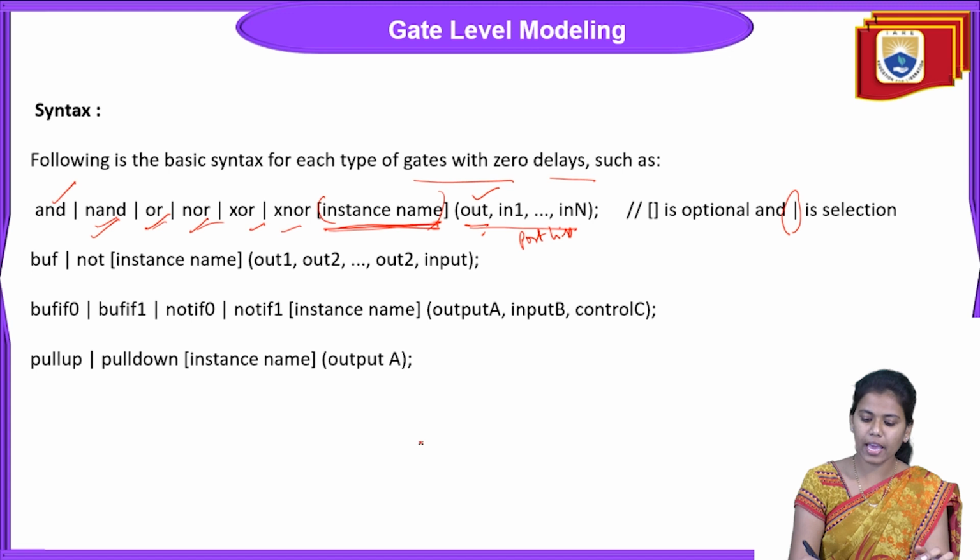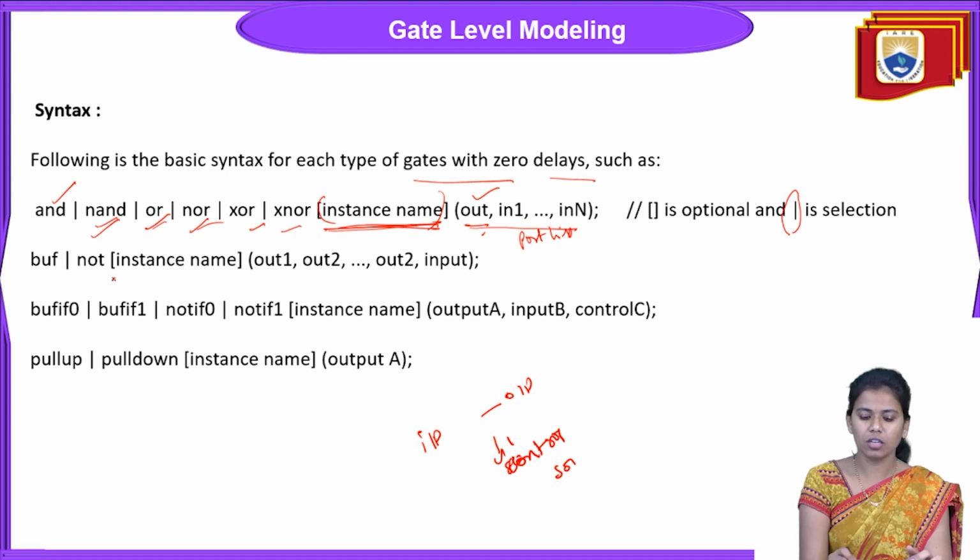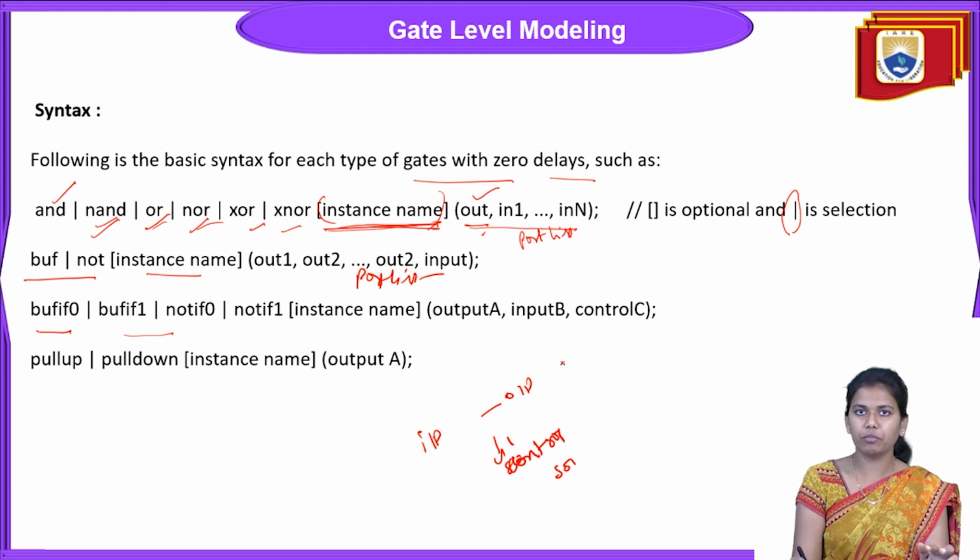Bufif and notif are nothing but gates that have a single input, single output and a single control signal. For bufif0, bufif1, notif0, notif1, the same as the above one, we mention the instance name, and this is the port list. Here we see only one input and one output, so the input and output will be mentioned in terms of A, B, C.